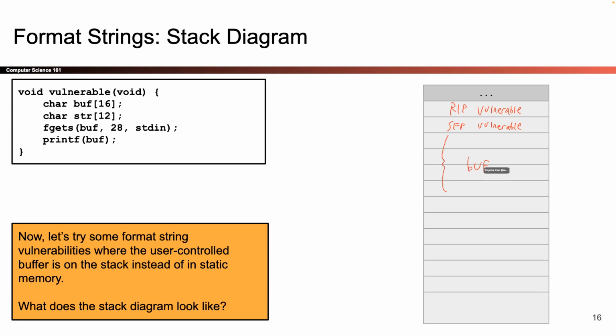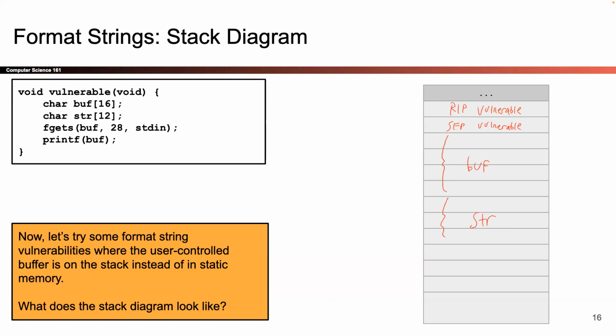Then I have another local variable. And remember, I put the first local variable at the higher address, the second one at the lower address. That's just our convention in this class. That one is size 12, so it takes up 3 of these boxes. Okay, now we're going to call fgets.